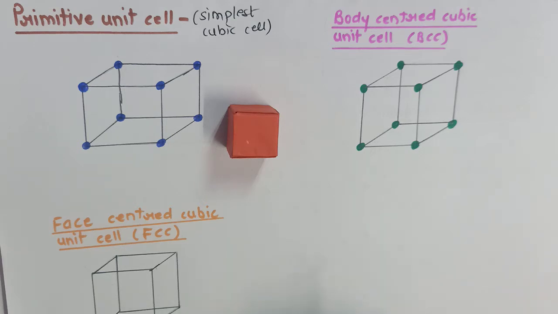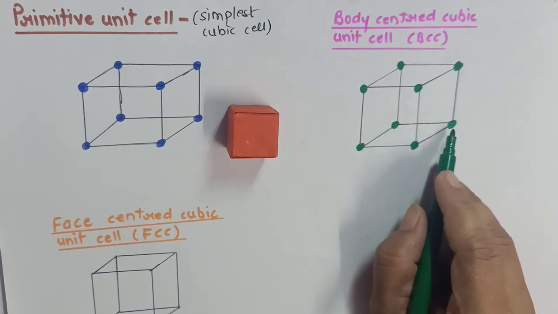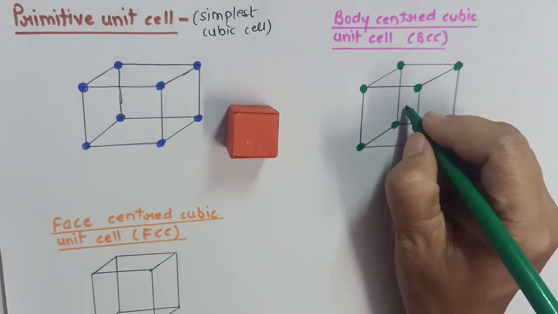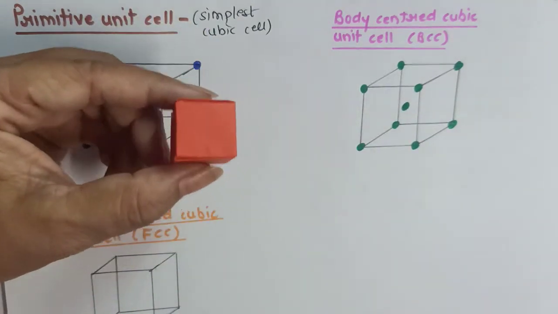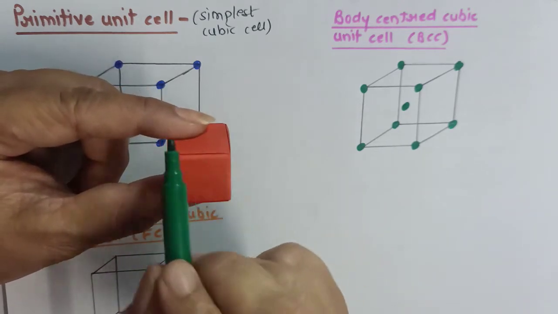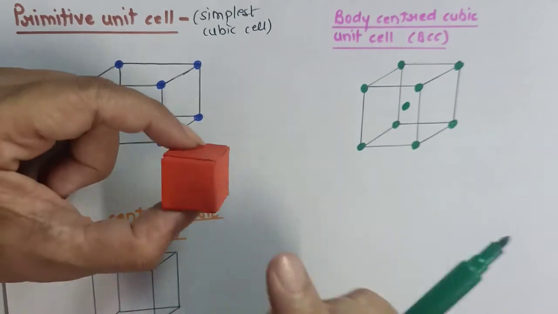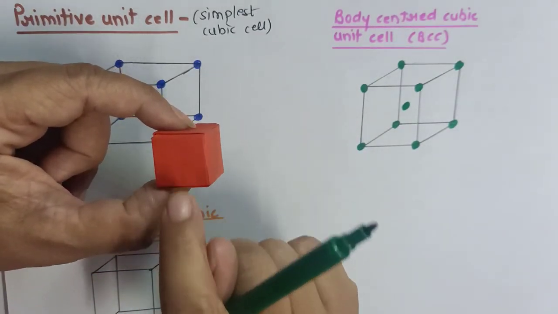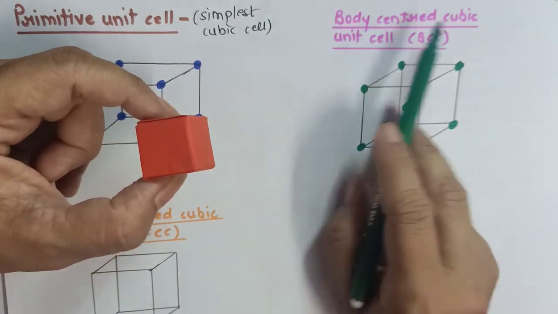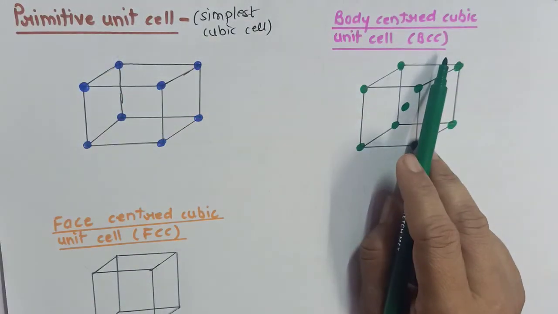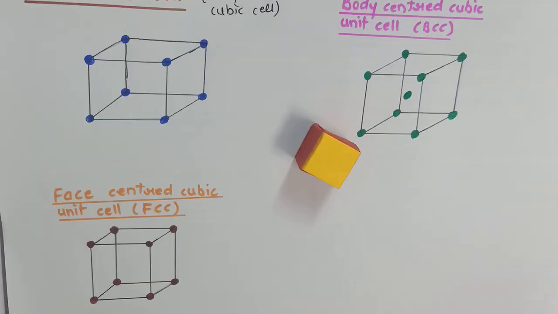So in body centered cubic unit cells, again 8 corners will be occupied by 8 constituent particles, as well as one exactly inside the unit cell. So in this unit cell, 8 corners will be occupied by 8 constituent particles, and inside this unit cell there will be one more constituent particle, and therefore we call it a body centered cubic unit cell, or BCC.